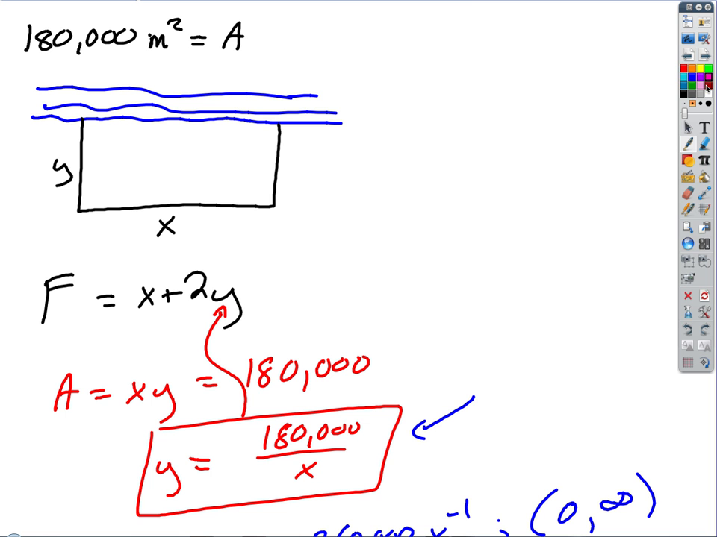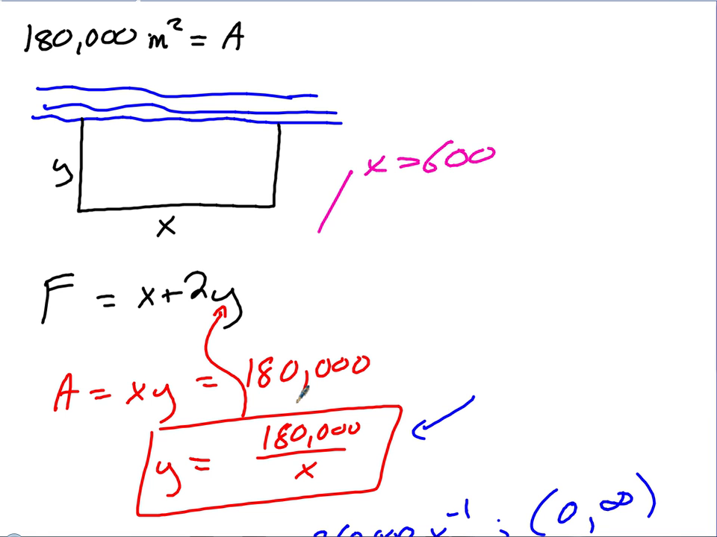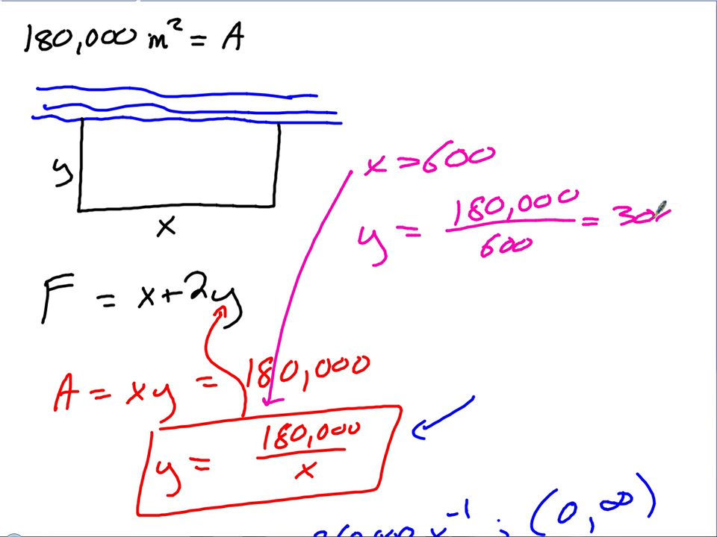So we found that x is 600. We always go back to the box to get y. So y would equal 180,000 divided by 600, which is 300. So we get whatever our units were. I think they're meters.